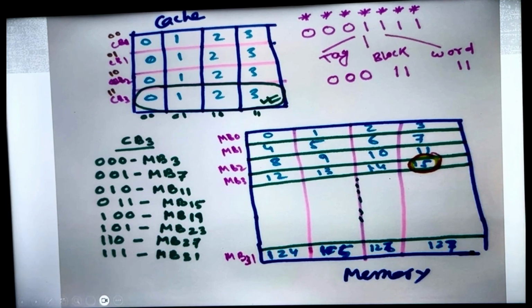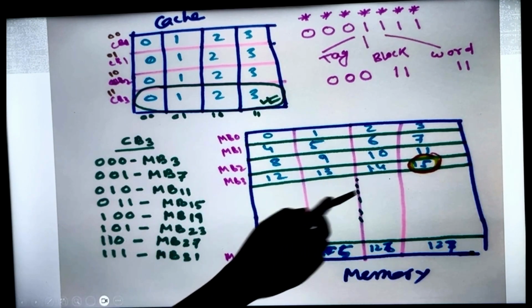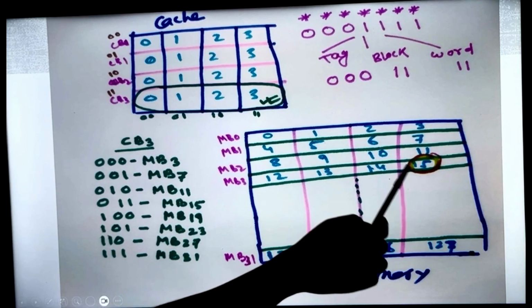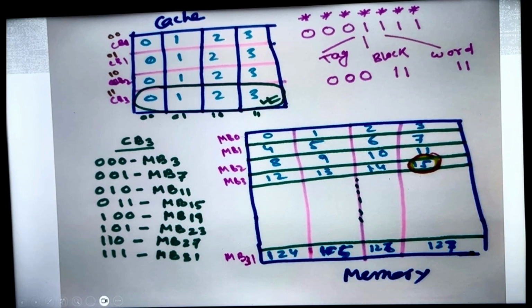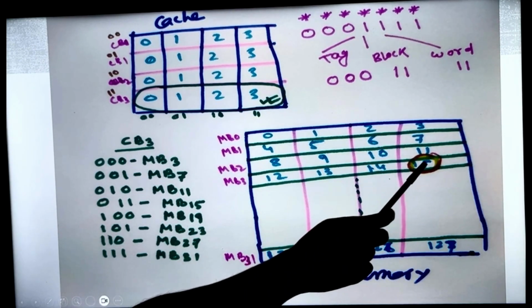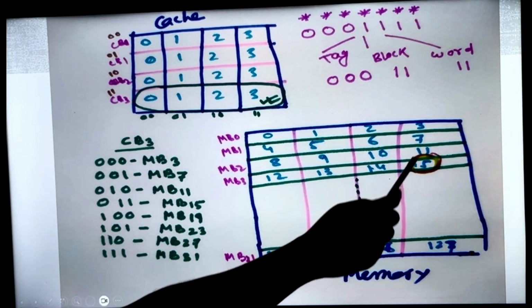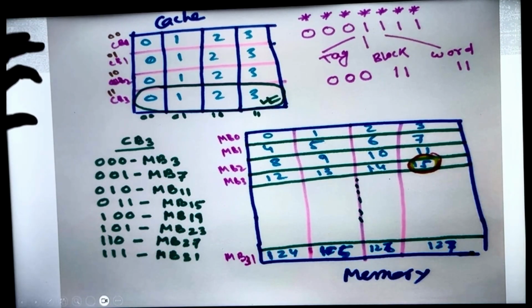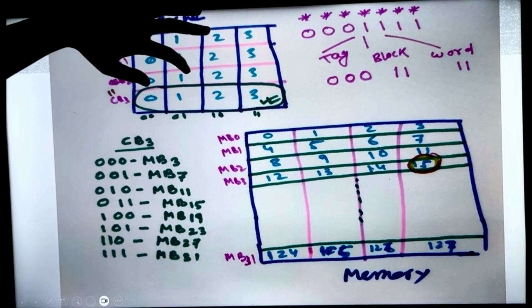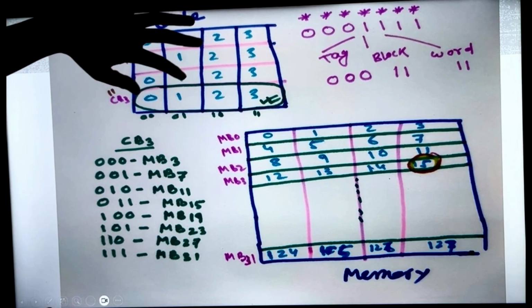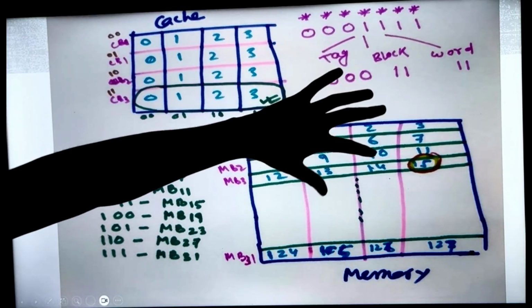For example, for simplicity, say your processor is asking for some data which is present in word number 15. I don't know what it is. Now we know this request will be coming to cache first. Cache will check whether this is there or not. If there, then it's a hit. Otherwise, it will ask the main memory.